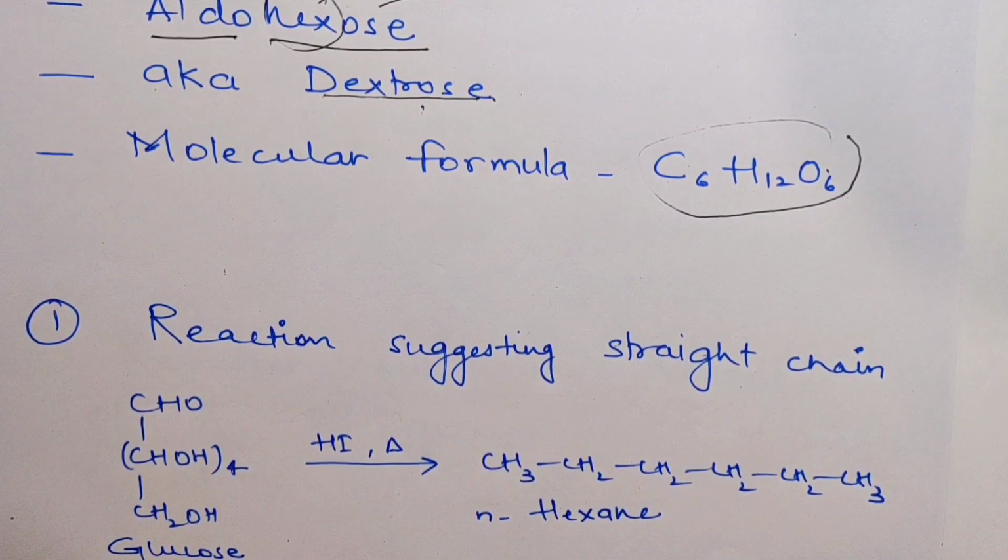Then 2 or 3 reagents would be given. Or it can be asked in a way that, write the reaction which suggests the presence of aldehyde group in glucose, or which suggests that glucose has a straight chain, or write the reaction which suggests that glucose contains carbonyl group. Okay, so you have to remember not just the product of the reaction, you would also have to know which reactions tell you what. Okay, so let's get started.